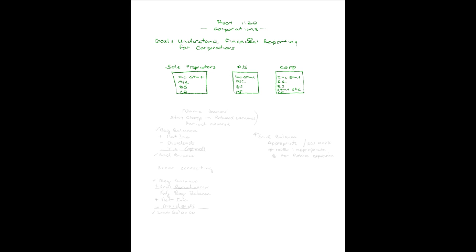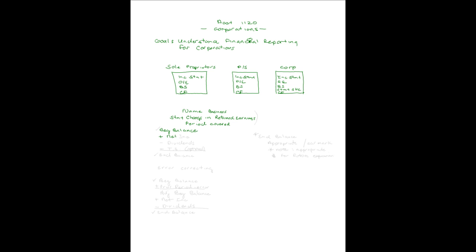So I want to start with the statement of changes in retained earnings with you. First of all, it has its heading, the name of the business, the statement of changes in retained earnings, also known as the statement of retained earnings, and then it has period covered, and this is how the heading works. Then this will look familiar to you. You start with the beginning balance, the amount that it showed on the last balance sheet, and you add in some stuff and you deduct some stuff.